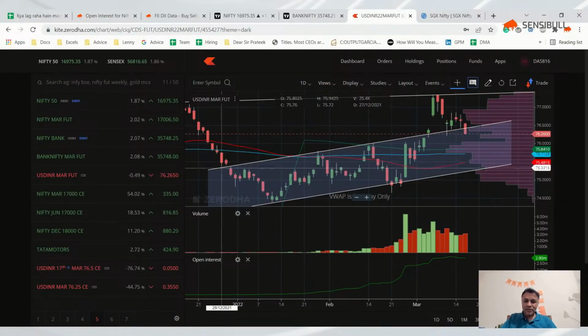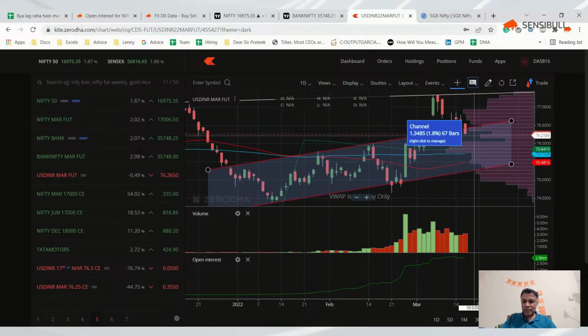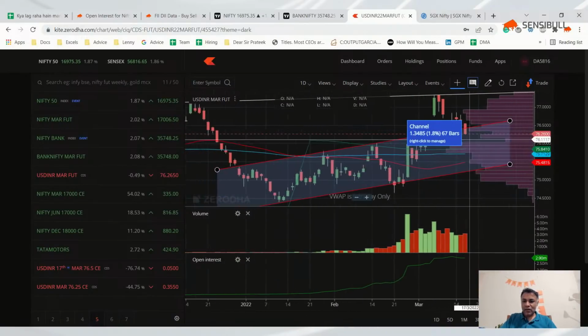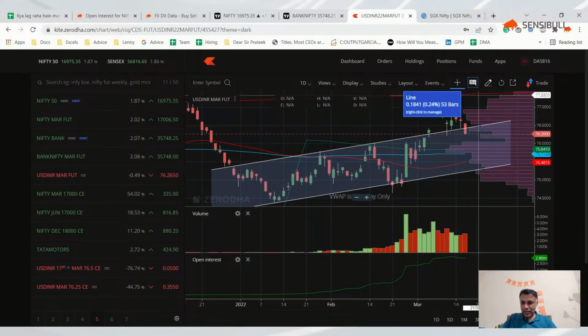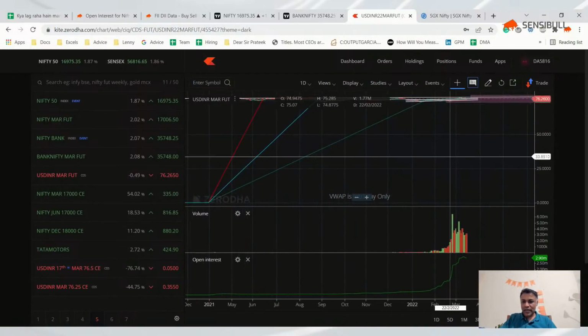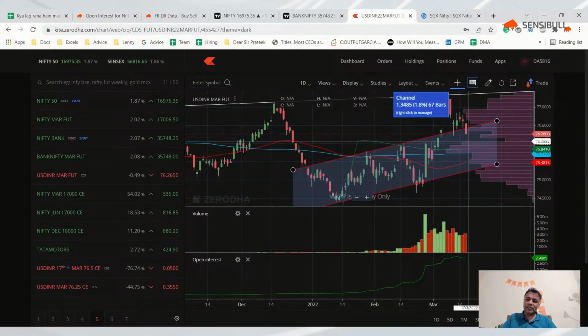If this channel plays out, then this is the next step. But if it again opens above today's closing level, so today's closing level was somewhere over here, now let's say it opens tomorrow at 76.50 or something, then we can probably again see USDINR consolidating towards an upward breakout. So, long story short, USDINR seems like it has dipped back into the channel today.